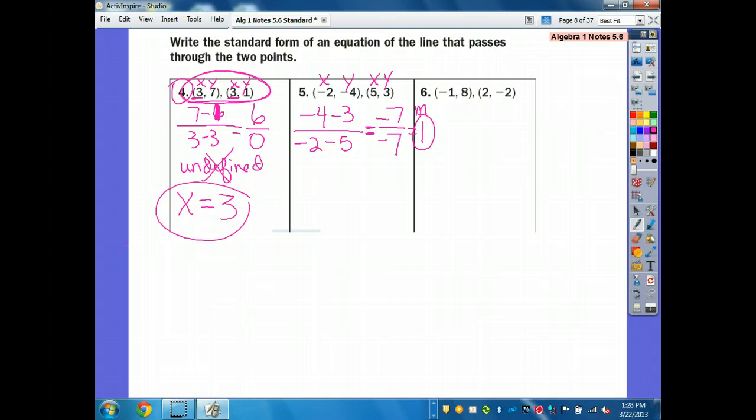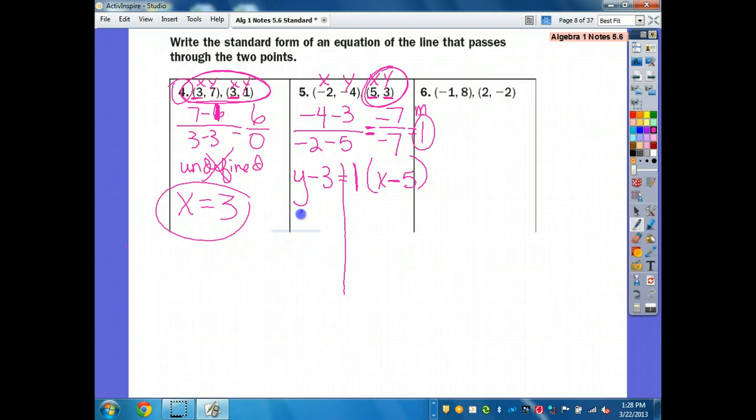Step number 2, substitute my numbers. Which ordered pair do you want to use? The -2, -4, or the 5, 3? 5, 3. I figured you'd pick that because there's no negatives. I would too. So good job. So let's substitute in y minus what? 3, because that's my y, equals, what's my m? 1. 1 times x minus 5.